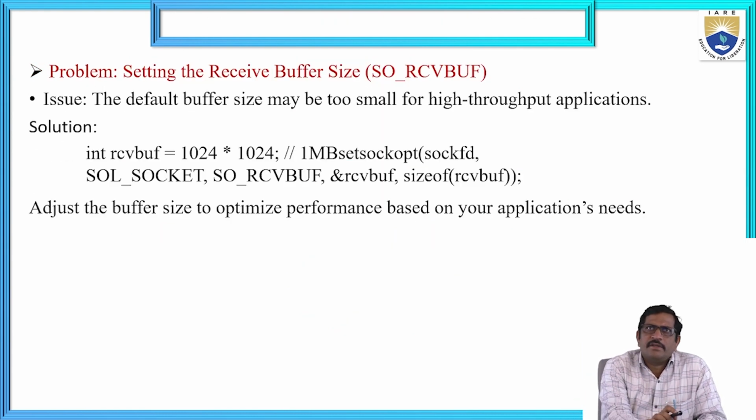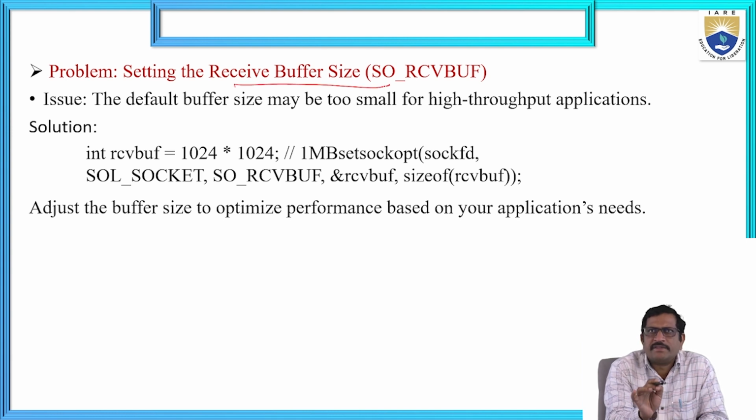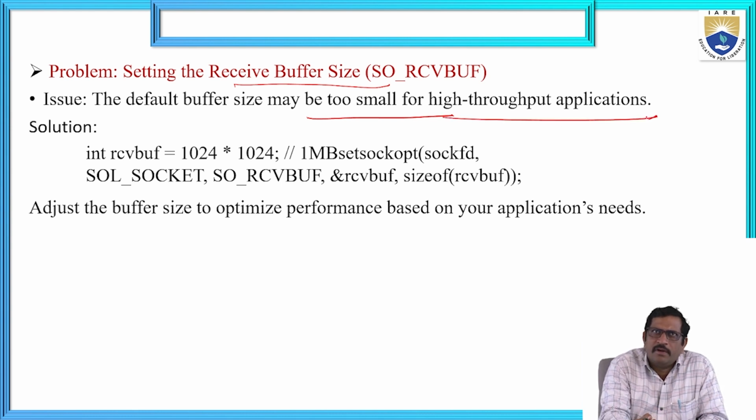The next problem is setting the receive buffer size. We also have to set the receiver buffer size. What issue arises here? The default buffer size may be too small. While creating the buffer at the server side or client side, the default buffer size is very small for high-throughput applications. This is the problem.